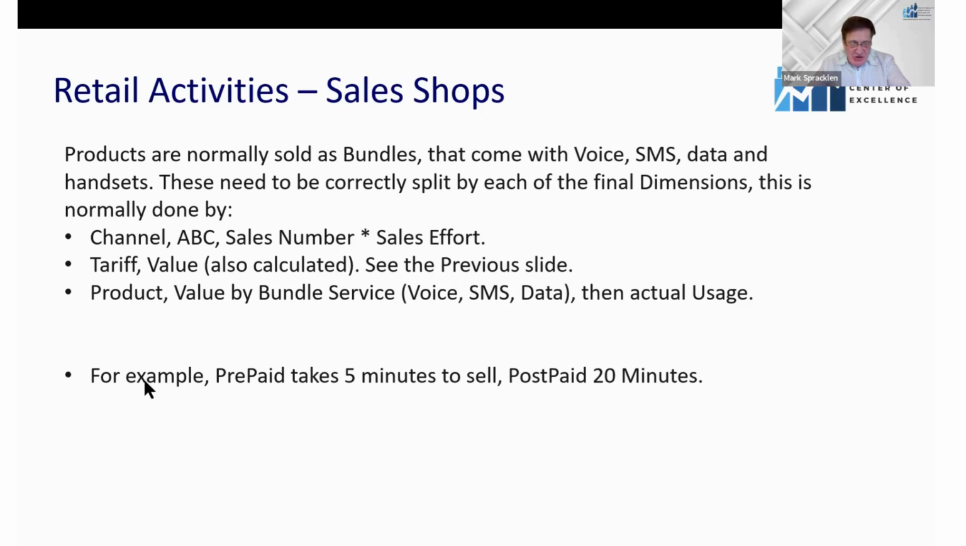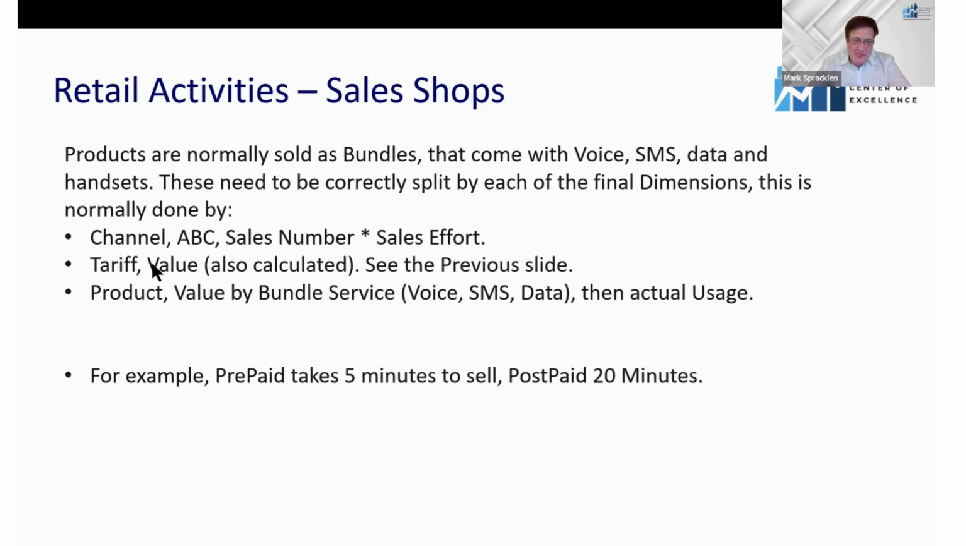In our case, I've got an example down here. Prepay takes about 5 minutes, but post-pay might take about 20 minutes. So it's not the sales number, it's an activity or time-motion type allocation. So it's the number of them times the effort, but that only gets you to the bundle. It doesn't get you to the actual services. And then the tariff value is the next thing we use.